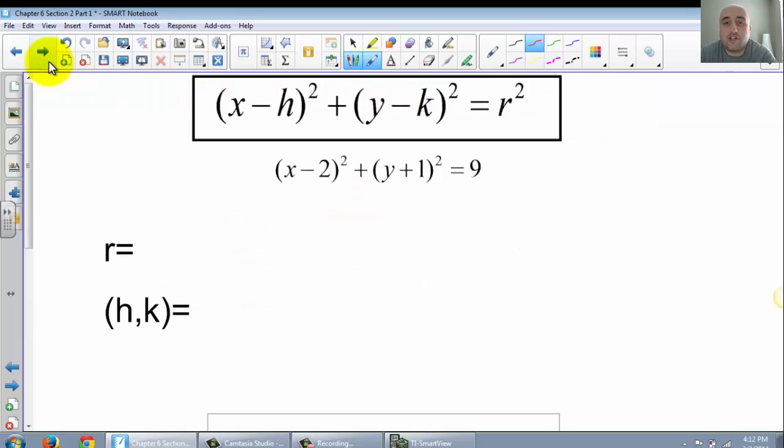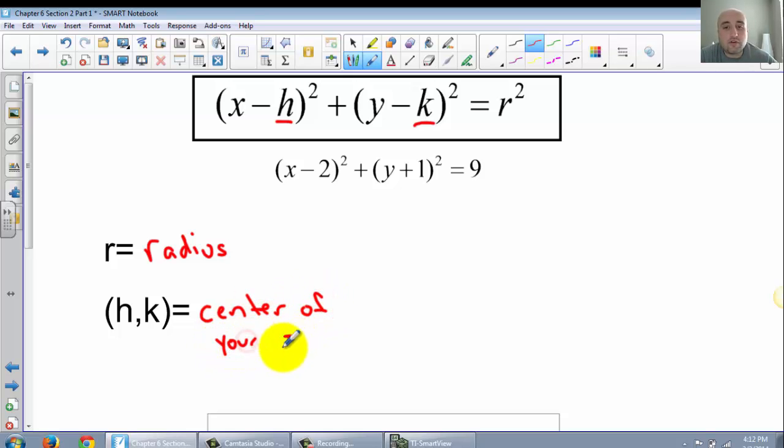All right, so let's look at the equation again. This is the same equation from the previous page. If we look at the r on the right-hand side, what does little r equal? Little r is your radius. And what about the h and the k? Well, if we put it in an ordered pair, the h and the k are the center of your circle. Okay, and we'll do an example here up above.